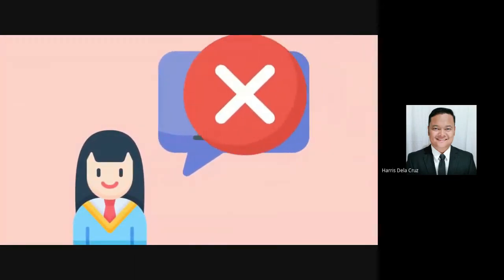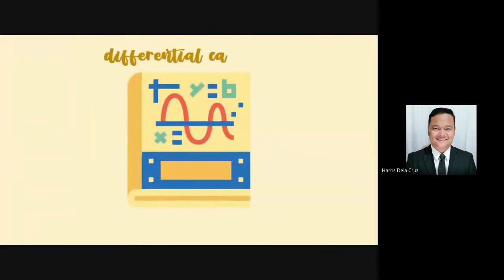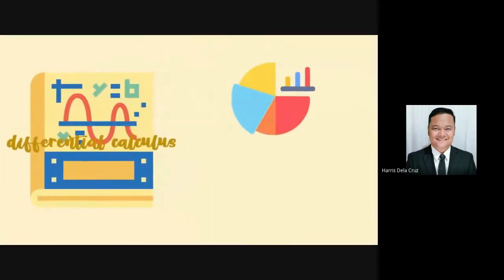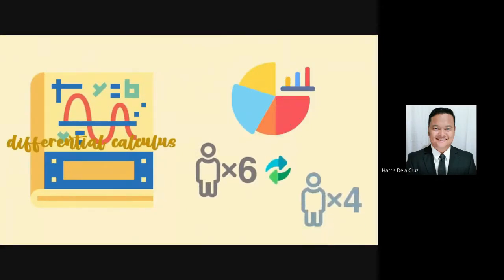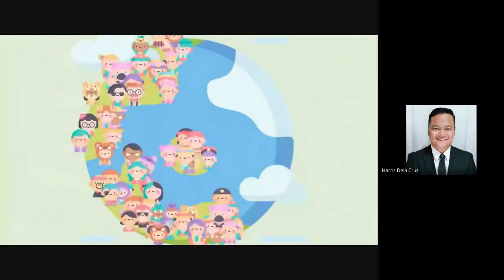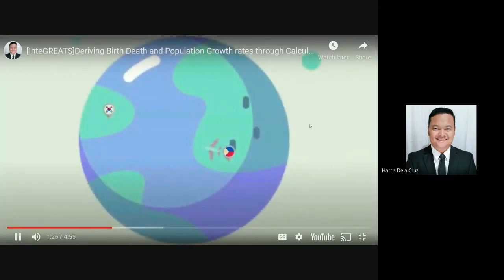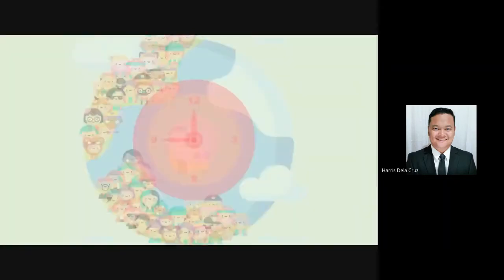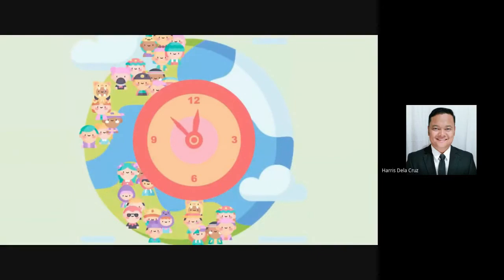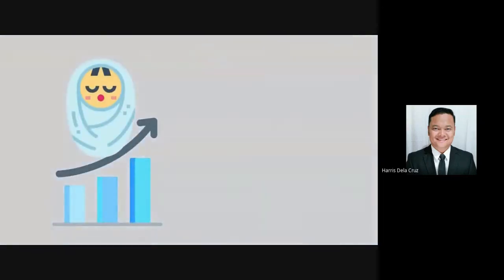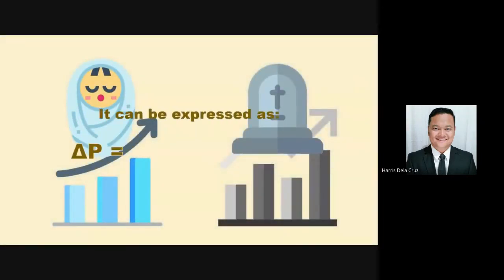But nope, as differential calculus is also one of the ways to solve it, as it is concerned with the rate of change of one quantity with respect to another. We all know that populations change, bearing an influx of immigration or people leaving. Population changes over time, and these changes are due to births and deaths. It can be expressed as delta P equals births minus deaths.